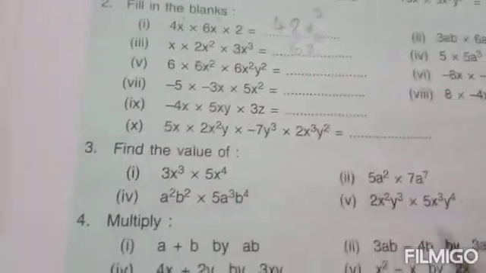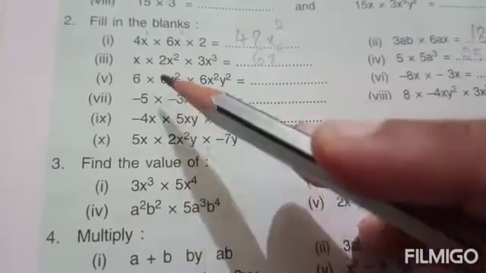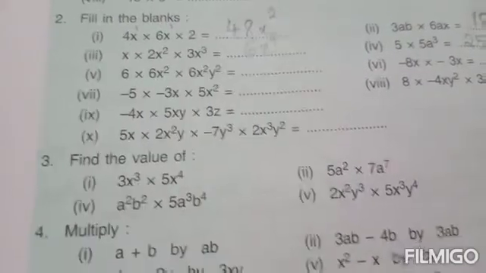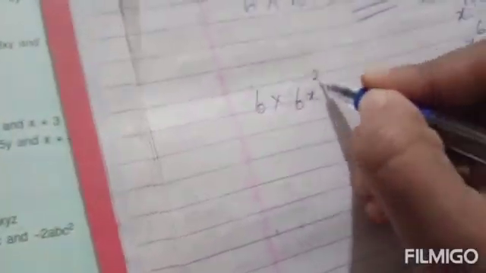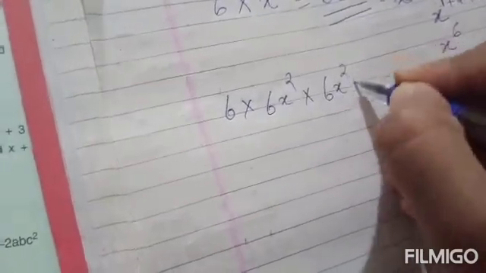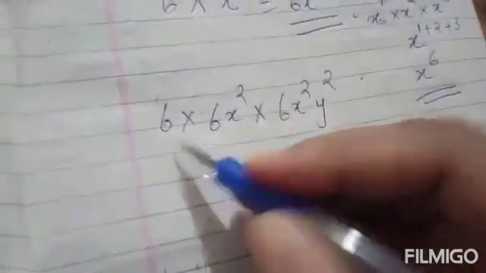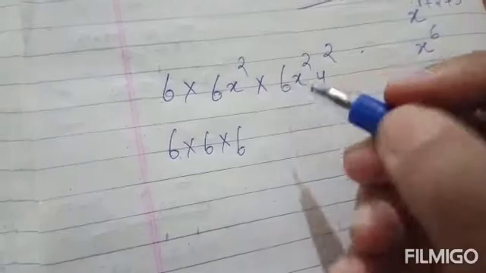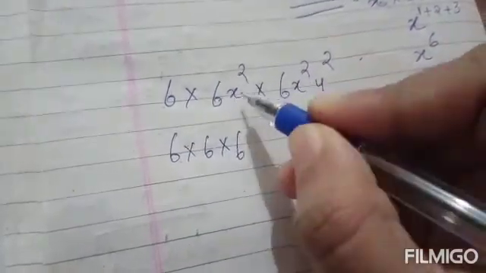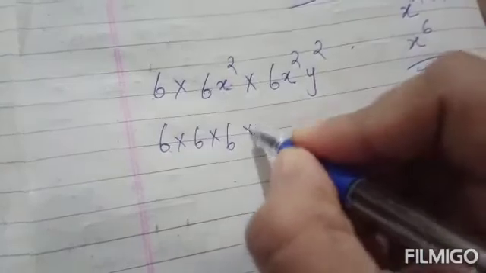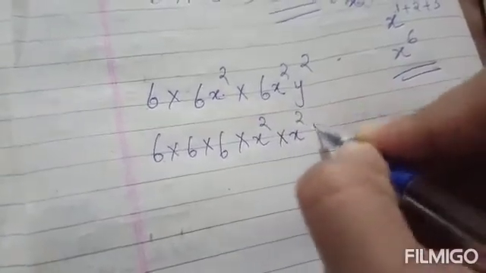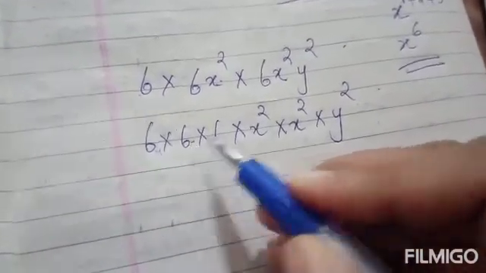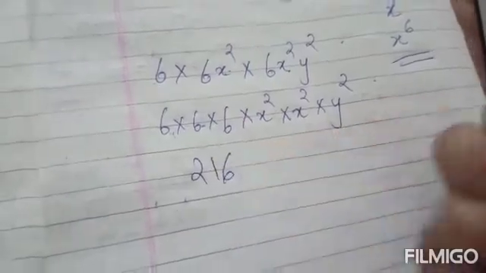Okay. Next, fifth one, 6 into 6x square into 6x square y square. This is the question. So you can write the numbers, 6 into 6 into 6. 3 6's coming. Then 1x square, 2x square and 1 y square. So x square into y square. Okay. Now 6 into 6, 36. 36 into 6, it is 216.